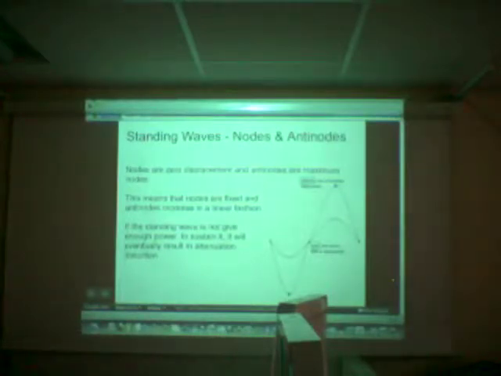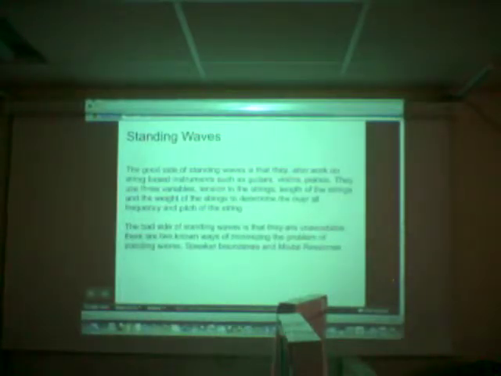If the standing wave is not given enough power to sustain it, it will eventually result in attenuation and distortion. The good side of standing waves is that they also work on string-based instruments such as guitars, violins, and pianos. They use three variables: tension of string, length of string, and the weight of the string to determine the overall frequency and pitch of the string. The bad side of standing waves is that they are unavoidable. There are two known ways of minimizing the problem of standing waves, which look at speaker boundaries and modal response.